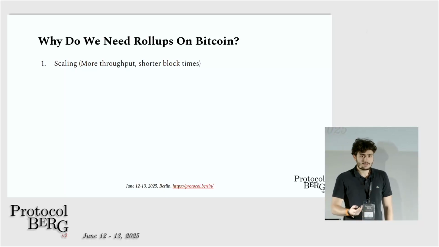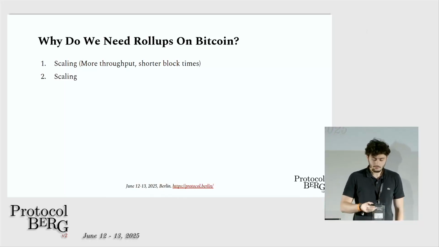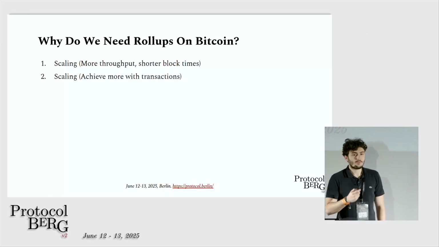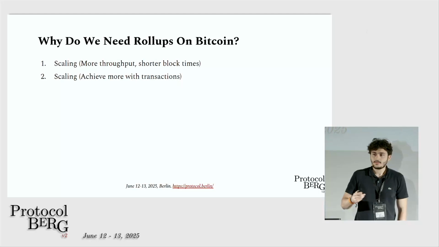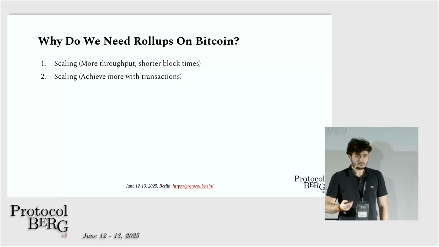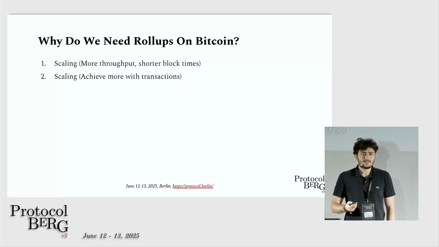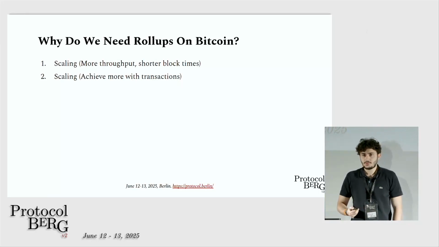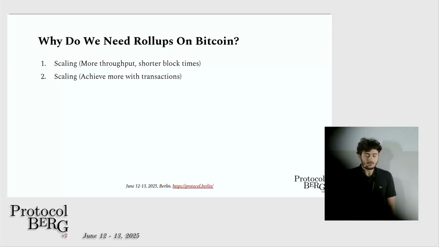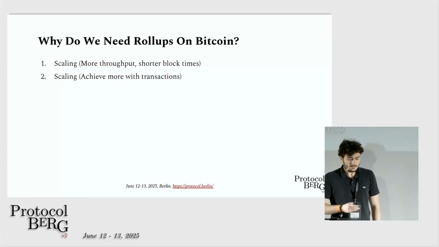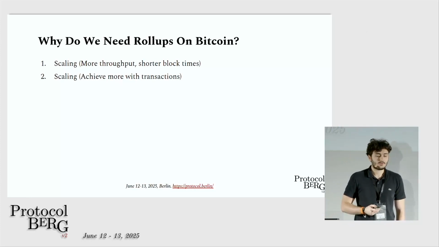Well, the second reason is, surprisingly, scaling again. But this time it's a bit different. It's about achieving more with transactions. So when you look at Ethereum rollups, for example Arbitrum, Optimism, you can do the same things as L1, but cheaper, and maybe faster. But in the end, you're using the same apps, right? That's not the case for Bitcoin.